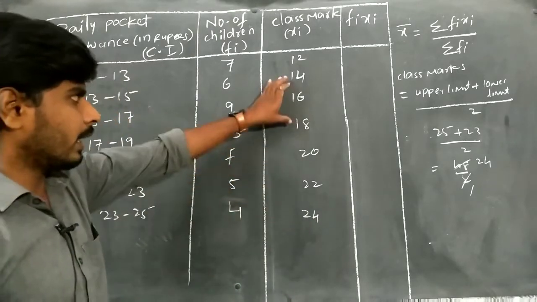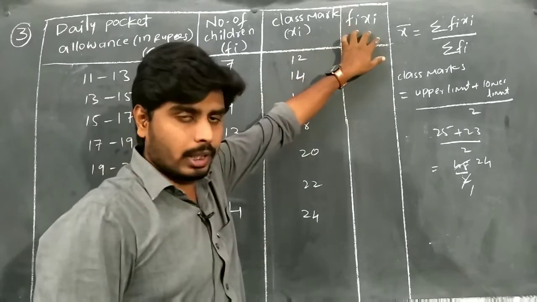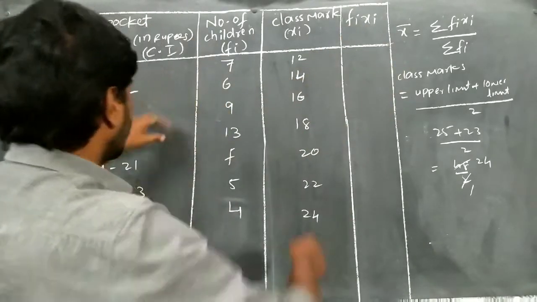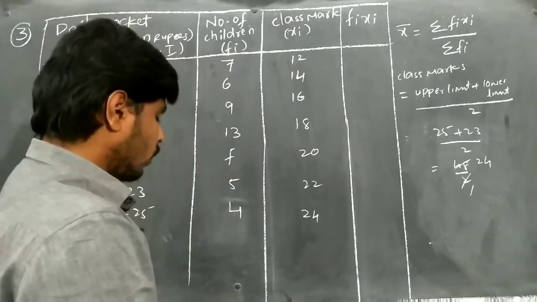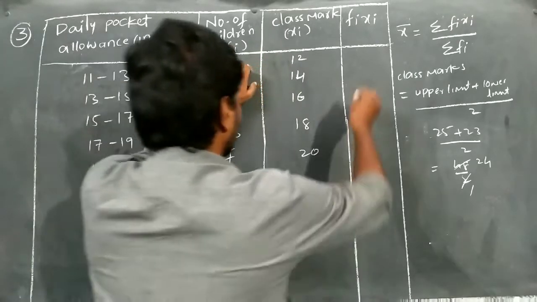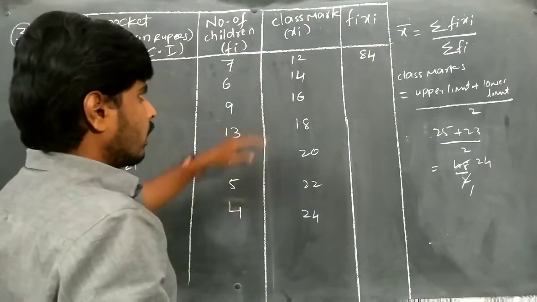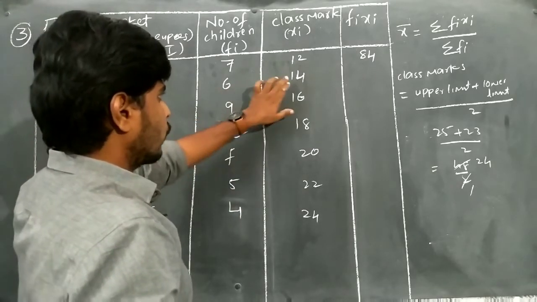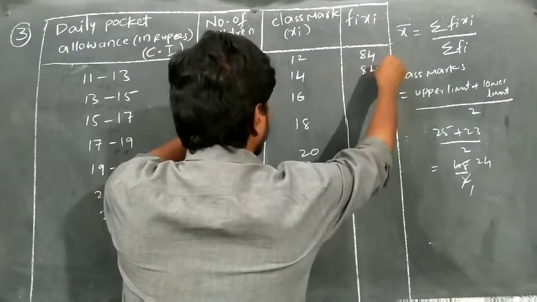So we got the xi values here. Now what we have to do? fi into xi. We have to multiply these fi values and xi values. The first one, 7 into 12. 12 sevens are 84. Next, 6 into 14, it is also 84.